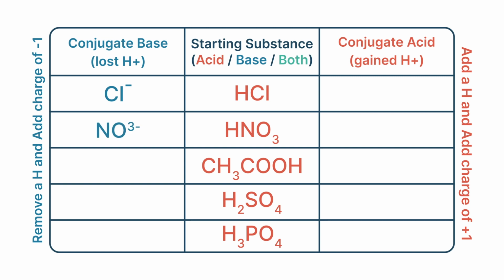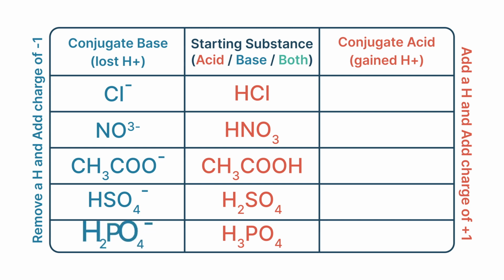HNO3, nitric acid, will lose its only hydrogen atom to form its conjugate base, the nitrate ion, NO3-. Ethanoic acid will lose its hydrogen atom bonded to the very electronegative oxygen to form the ethanoate ion, CH3COO-. Sulfuric acid will donate a proton to form HSO4-, and H3PO4, phosphoric acid, will donate a proton to form H2PO4-. Note that in all these examples, the acid and its conjugate base differ by only one hydrogen atom.